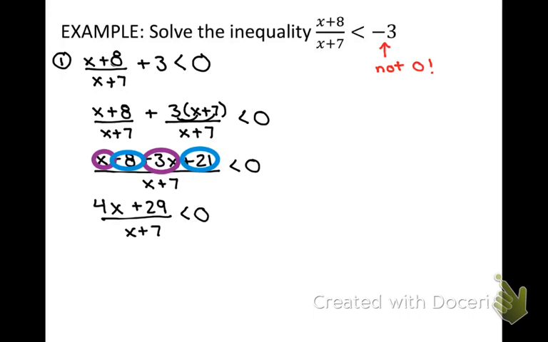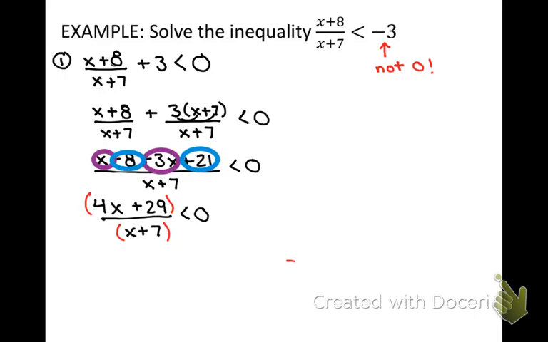Now, we also, if we can, want to factor that. 4x + 29, there's no greatest common factor. It's not a difference of squares, so can't do anything with it. Same with x + 7, so we're going to leave it like it is. Now, keep in mind, at this point, if you are putting (4x + 29)/(x + 7) into your calculator, you have got to make sure that you are using parentheses.